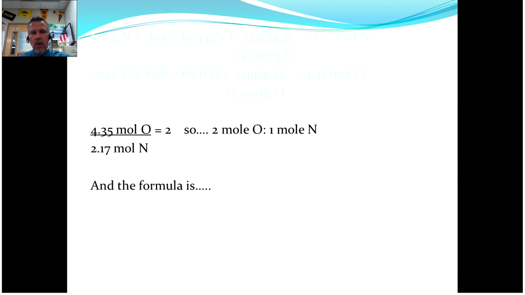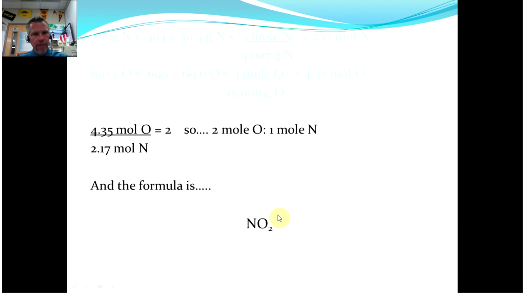And of course, if we put 2.17 over 2.17, remember I said to divide each of them by the smallest of them, we would get 1. So that means there are 2 moles of oxygen and 1 mole of nitrogen, which means your formula is NO2. This is your empirical formula for this compound that we started this sample problem with.